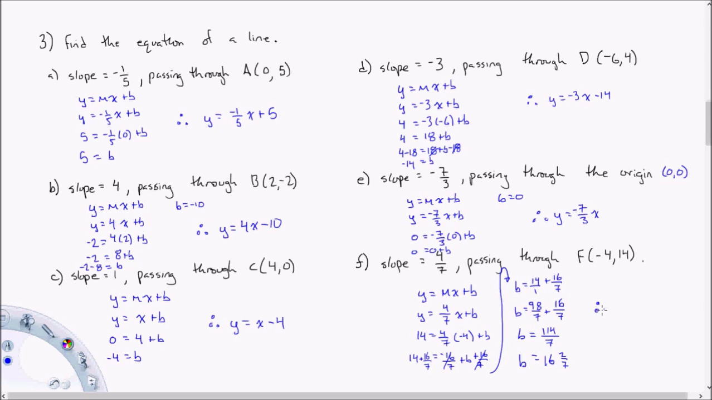So we can write our answer as, therefore, y is equal to m, which is 4 over 7x, plus b. And note that I left this as an improper fraction, because typically we would write y equals mx plus b form in improper fraction form. And that's it for this video.